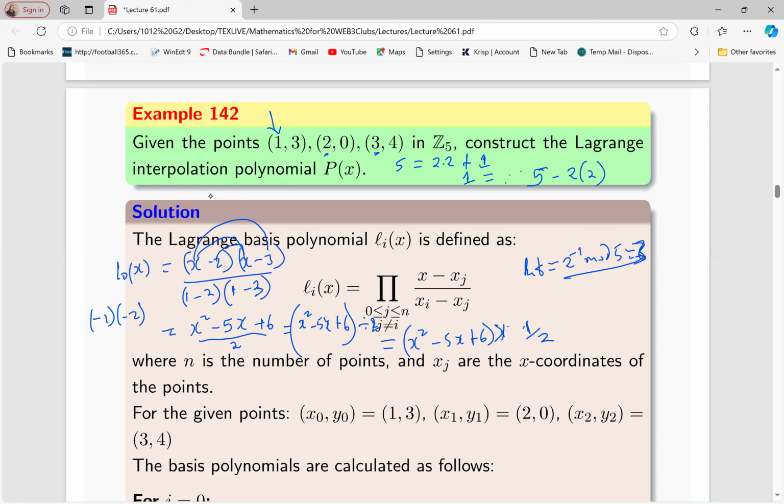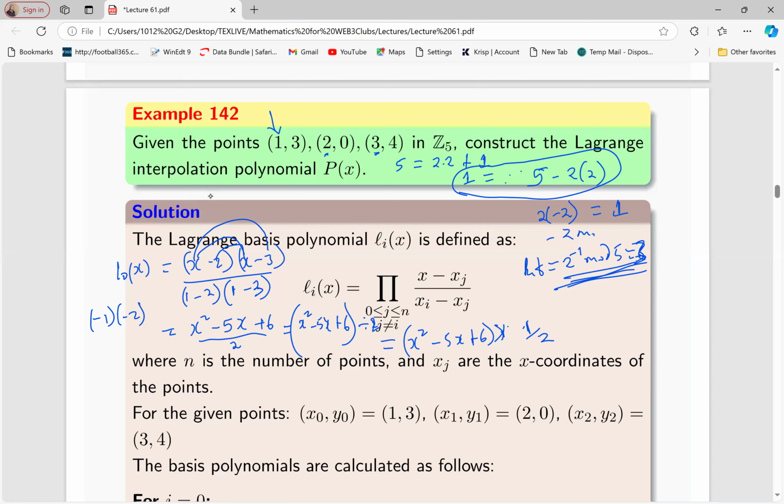So the question we are answering here is, what is the inverse of 2? In other words, what element, when multiplied by 2, gives you 1? You can see from this equation that the element that when multiplied by 2 gives you 1 is negative 2.